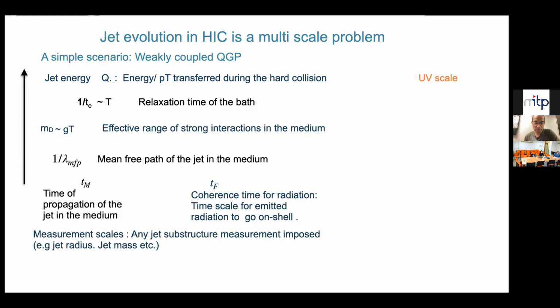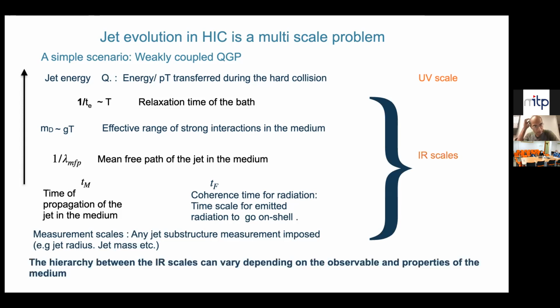Apart from that, you will have all other measurement scales that you impose on your jet itself. For example, the radius of the jet or any other jet observable such as jet mass, etc., that you may impose on your final state. So these are sort of all the scales that are present in the problem. All the other set of scales form basically what I will call my IR scales.